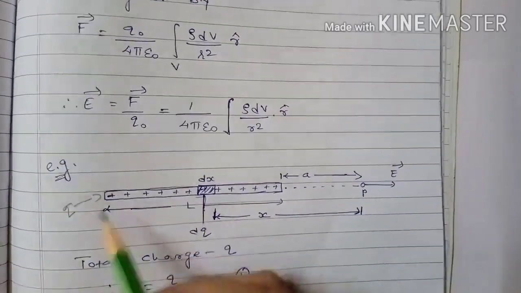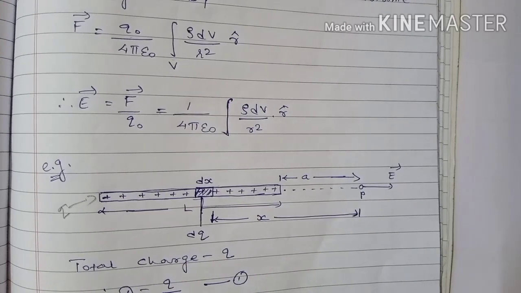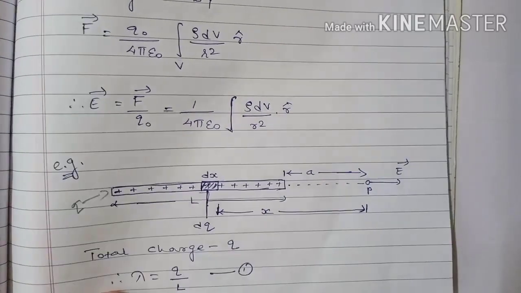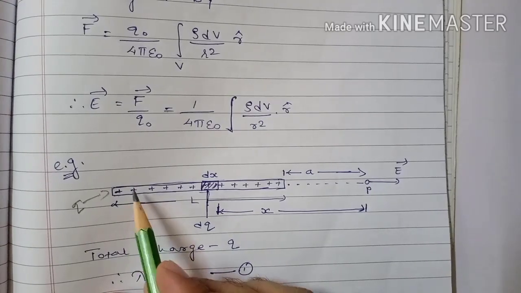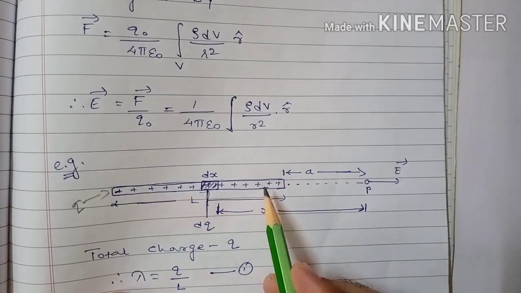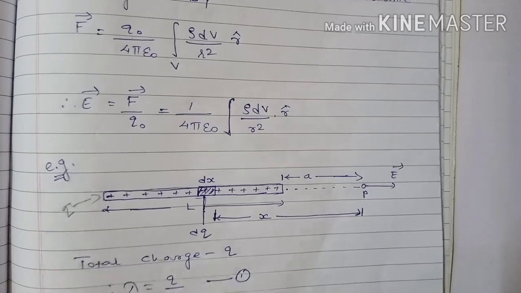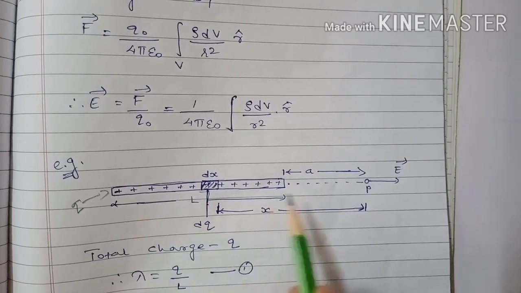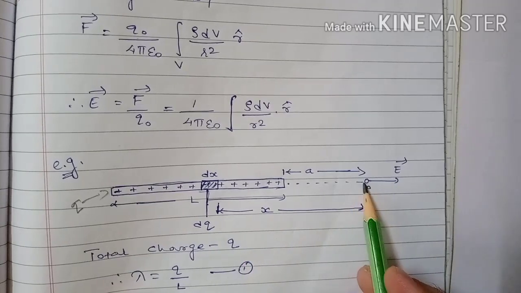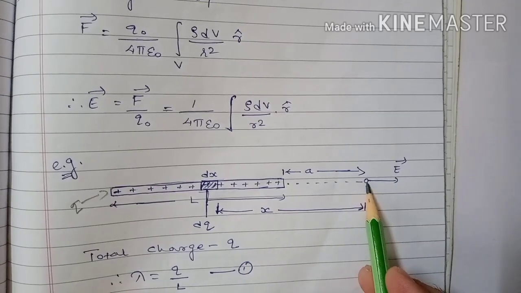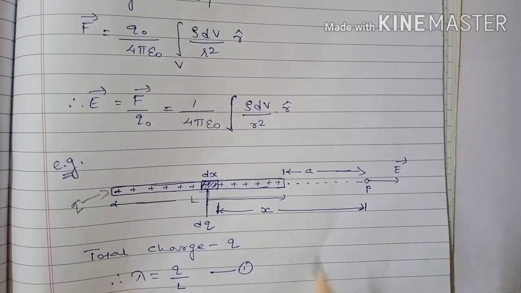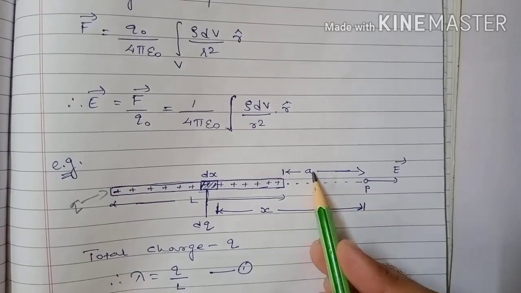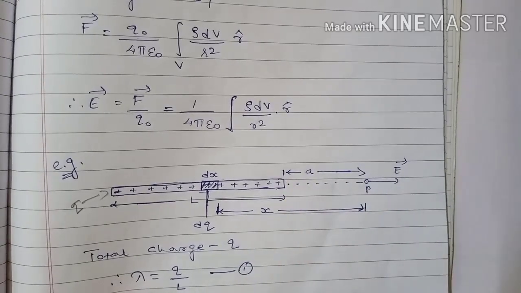Charge on this wire, total charge spread on this wire is Q, and this charge is spread uniformly. It means if you divide this wire into small portions, their charge distribution will be the same. Charge is distributed uniformly, and here we have to find the electric field at point P. This point P is at a distance A from this end of the wire.